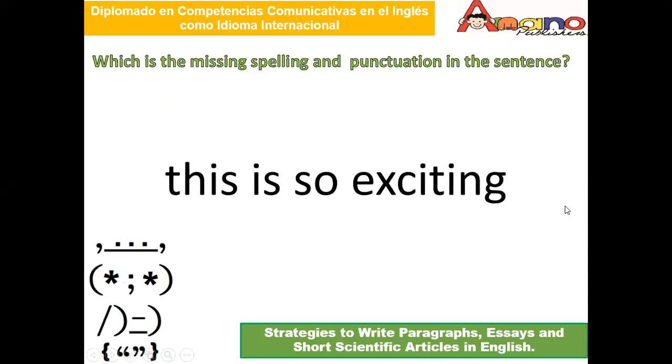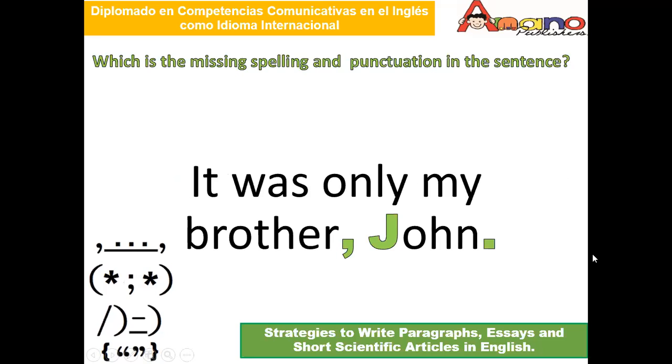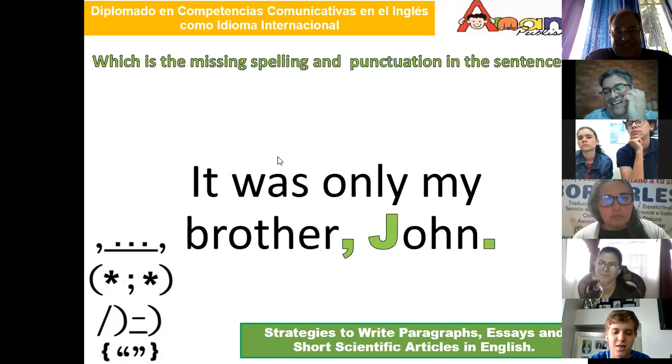Yes. Exclamation. Capitalization in T and an exclamation mark. And this one? The letter. Period. Full stop. Comma before John. John in mayúscula. John in capitalization, capitalized letter.